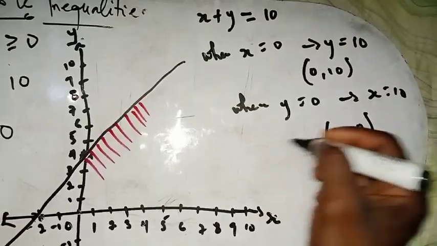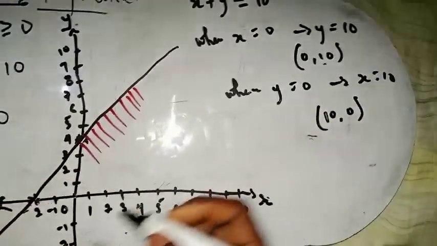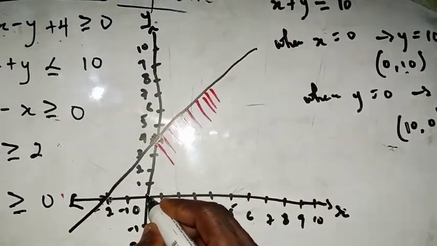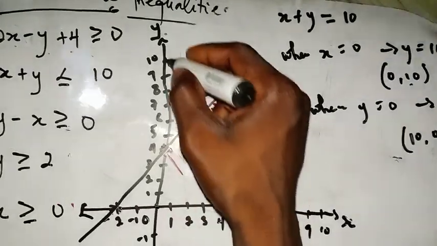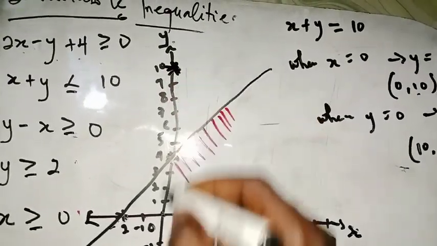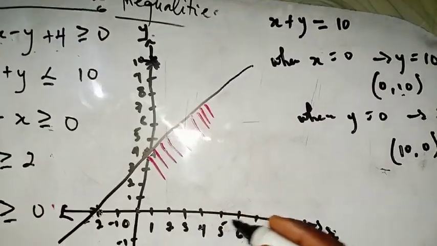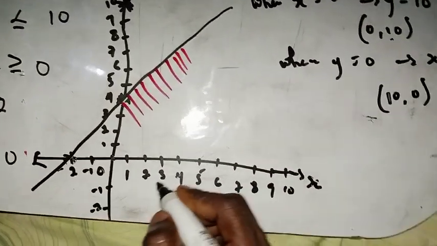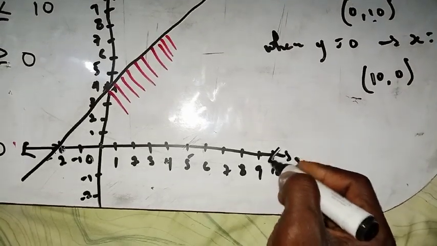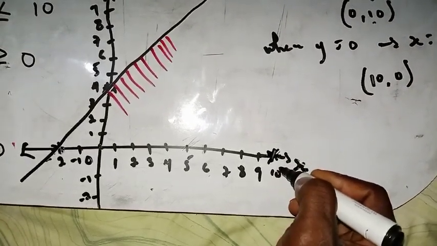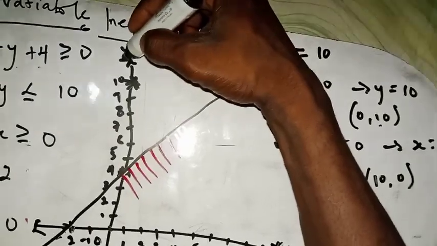So here we have the first point, that is 0 10. So 0, remember we are going up positive. So 0 10 here we have our first point, and then followed by 10 0. So 10 here, and then we have a 0 here. So these are the 2 points. So let's join this line.